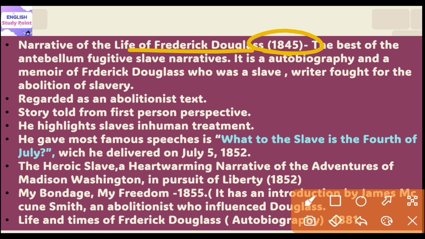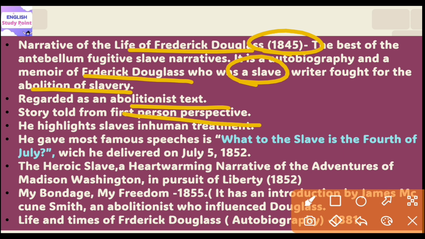It is an autobiography and a memoir of Frederick Douglass, who was a slave writer and fought for the abolition of slavery. So this work is primarily a narrative of his psychological and intellectual struggle against slavery. This work is regarded as an abolitionist text, a text which talks about the idea to abolish or end slavery in the US. It describes Douglass' life as a slave before he is freed. The story in this text is told from a first person perspective.